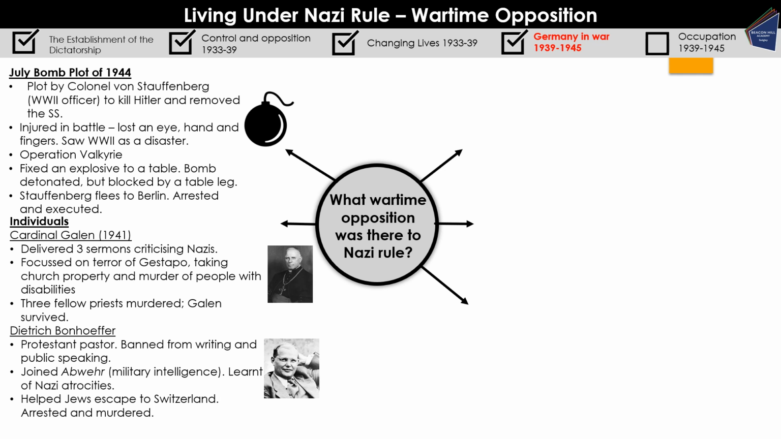He helped Jews to escape to Switzerland, and despite his efforts, he was arrested and murdered by the Nazis, reinforcing the significance of this opposition to the regime.